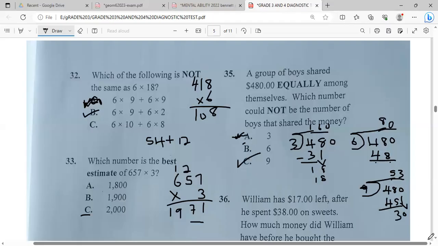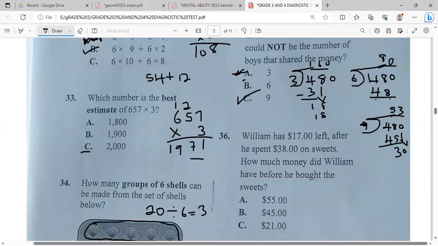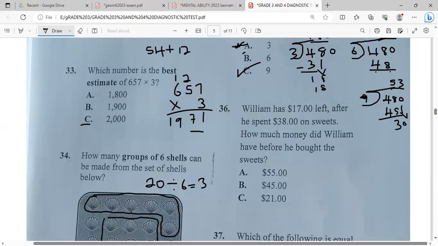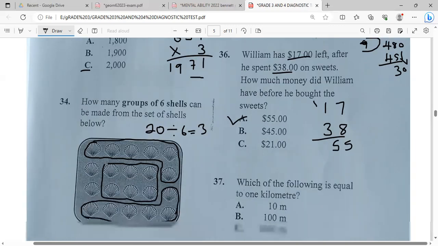All right. Let's move on to 36. William has $17 left after he spent $38 on sweets. How much money did William have before he bought the sweets? So he has $38. He spent $17. So we have to add that to get back the original amount, right? 8 plus 7 gives us 15. 5 carry 1. 1 and that 2 and that 5. So he had $55 because the inverse of subtraction is addition. I wish I could just add back and get my money that I ever spent.